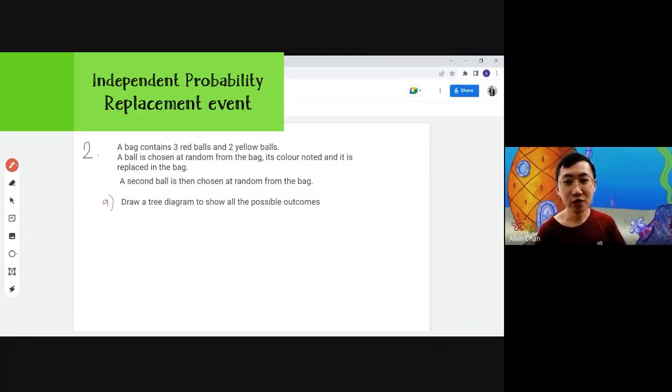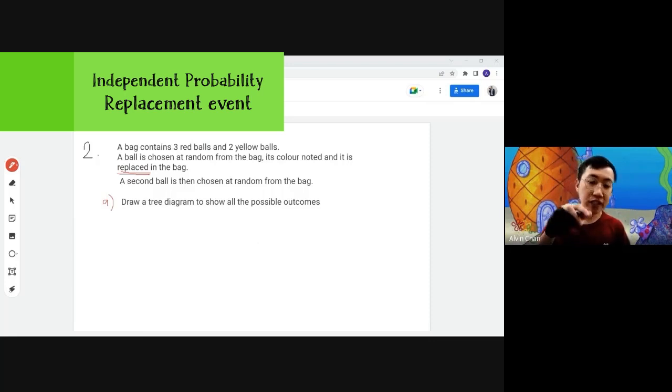A bag contains 3 red balls and 2 yellow balls. A ball is chosen at random from the bag. Its color is noted and it is replaced in the bag. So highlight replace. It changes the whole answer. Remember, replace and no replace is totally different.